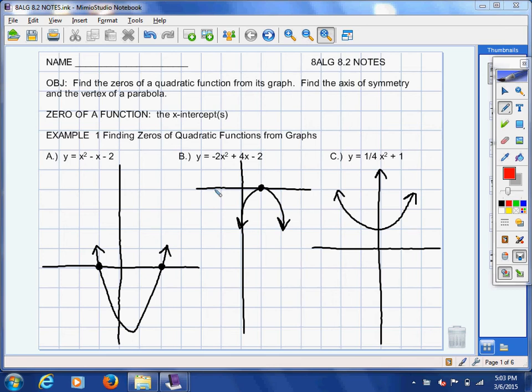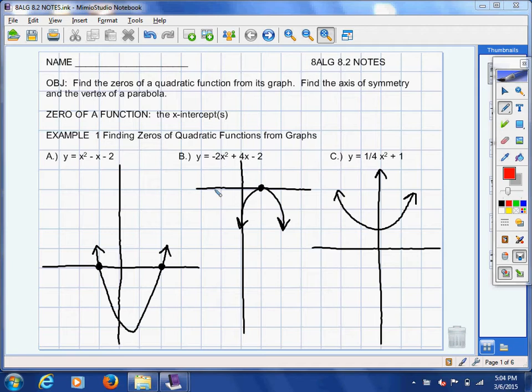We are going to go into section 8.2 now. We're in section 2 of chapter 8. We've been talking about quadratic functions. We did 5 examples already, and we're ready to add and layer on more information on top of what we already know. Now our goal for this particular section, section 2, examples 1 through 5, we want to find the zeros of a quadratic function from its graph. We want to be able to find the axis of symmetry and the vertex of a parabola. So I'm going to teach you how to do that.